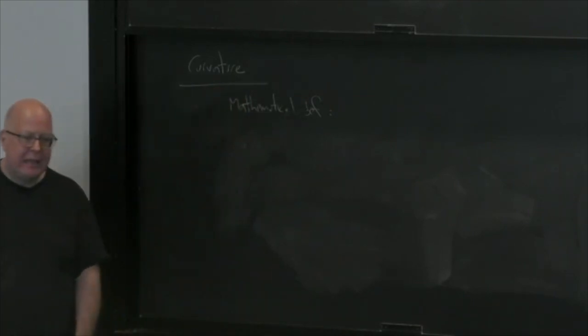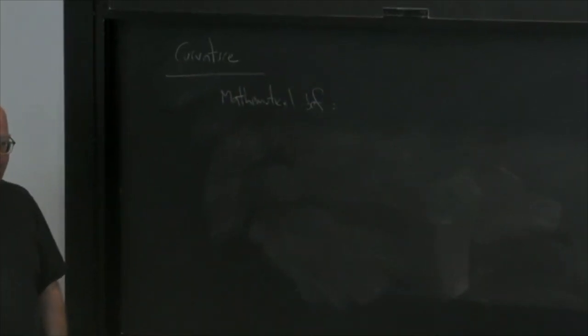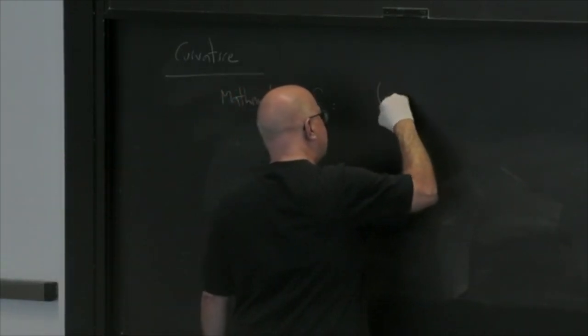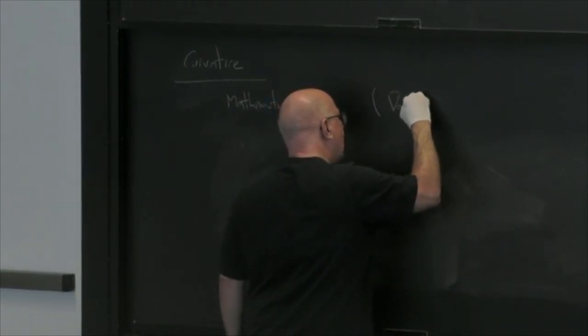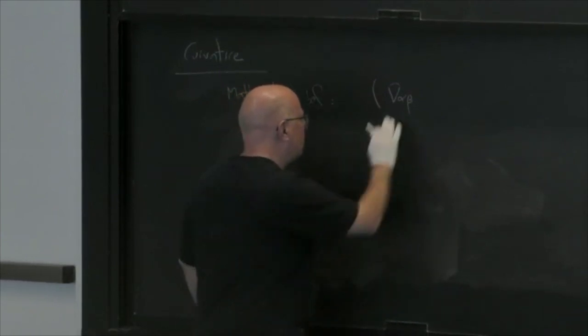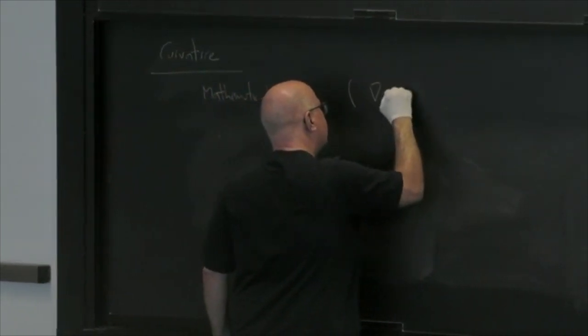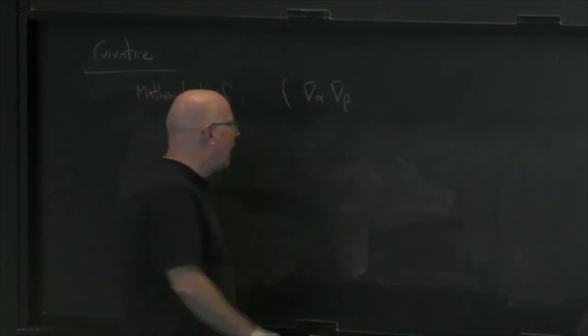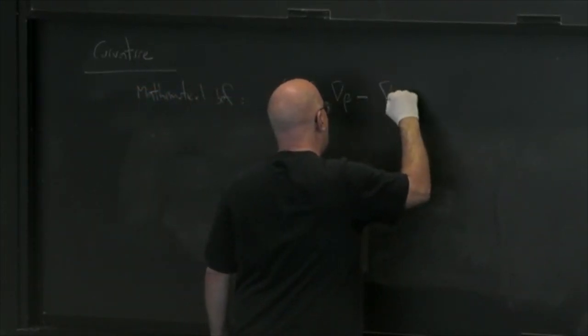is basically that it measures the failure of two covariant derivatives to commute. So the idea is this. Suppose that I take a covariant derivative of a vector first with respect to beta, so I'll write it in full notation, first with respect to beta, then with respect to alpha, and suppose that I do it in the opposite order.